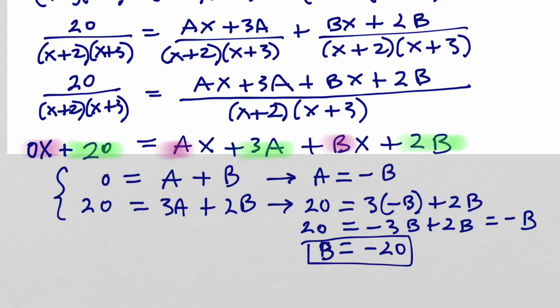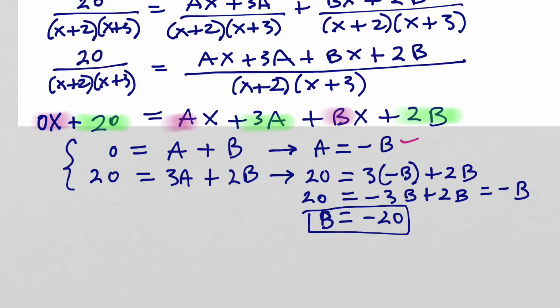All right, so from there, I'm going to find out what A is. If I look at this equation right here, I have A is equal to negative times B. So that must mean A is equal to the opposite sign of B, so that would be positive 20. All right, so we found A and we found B.